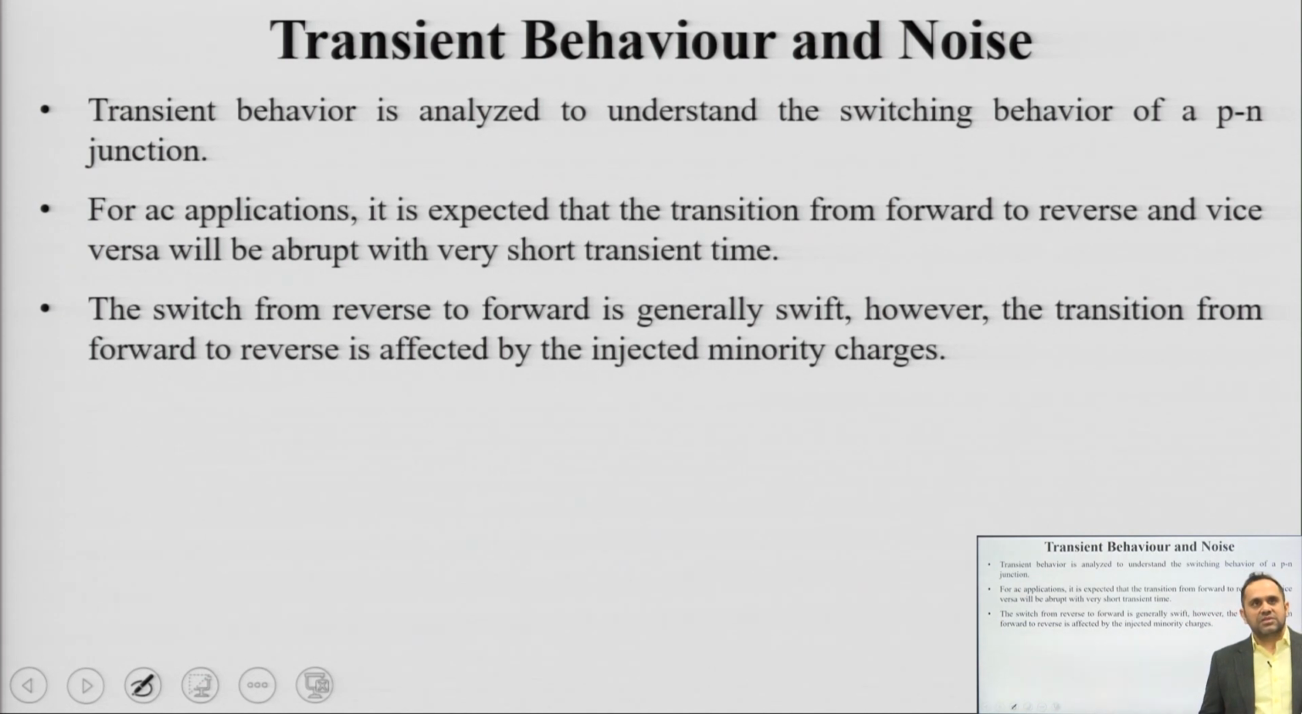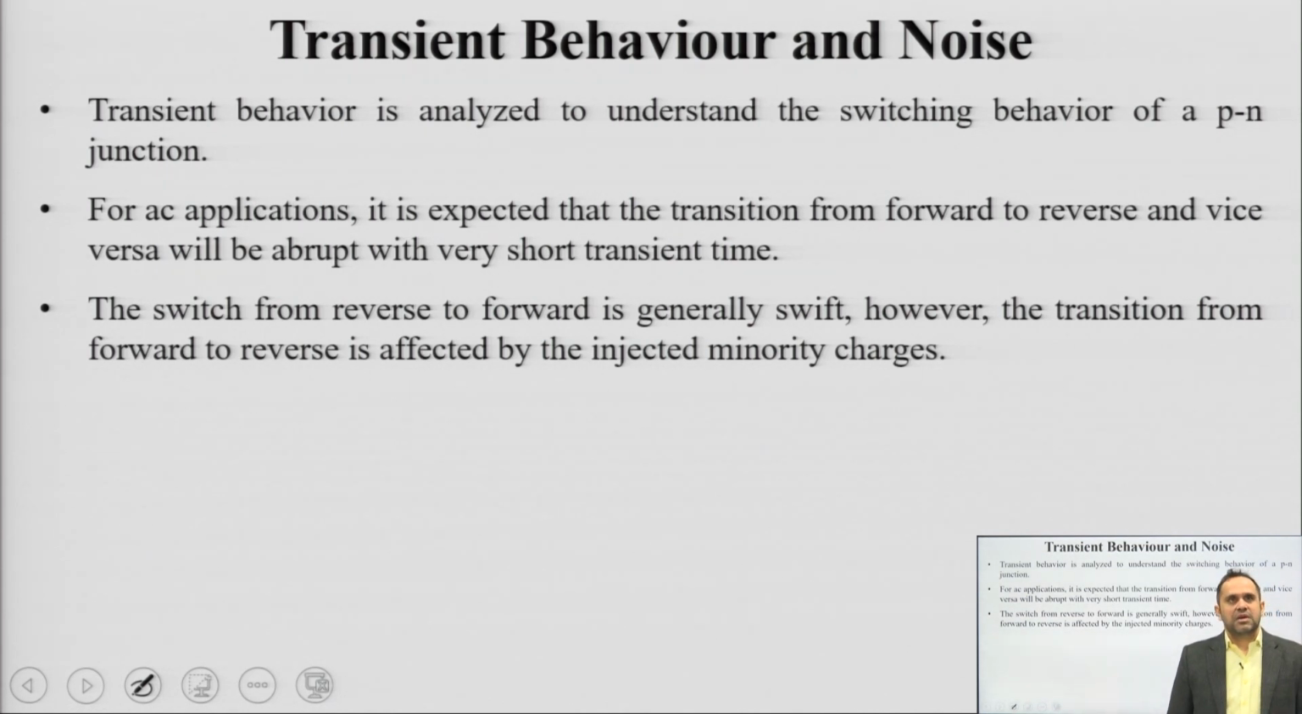This usually happens when you apply a small AC signal across a PN junction. So, you will have a positive half and a negative half of the AC signal. The diode can fluctuate, switching between forward to reverse and reverse to forward. For AC application, the diode works as a switch, so whenever it is switching from forward to reverse or back from reverse to forward, we want such switching to be smooth and the transition to be very fast.